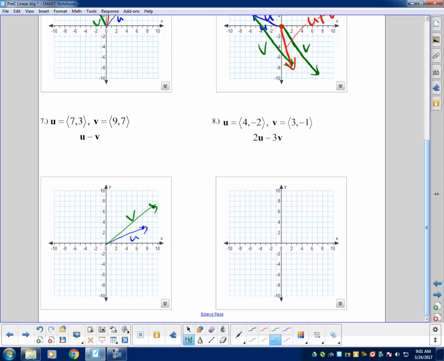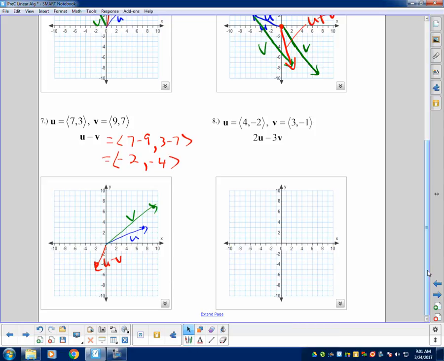It might be helpful here to just go ahead and do the subtraction. So u minus v. Remember, it's u minus v. If I had v minus u, that would be different. This is u minus v, so I'm going to do 7 minus 9, comma, 3 minus 7. So that's -2, comma, -4. So here's my resultant vector down here. That's u minus v.